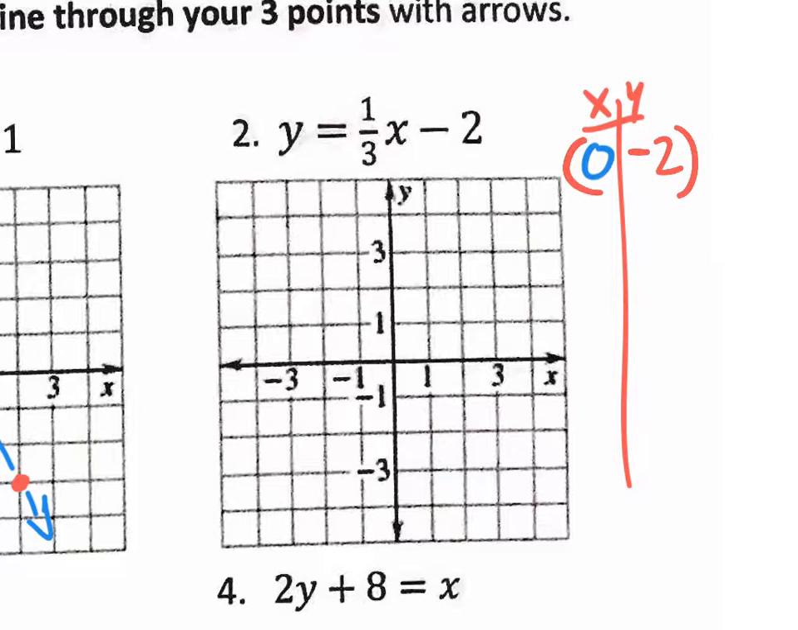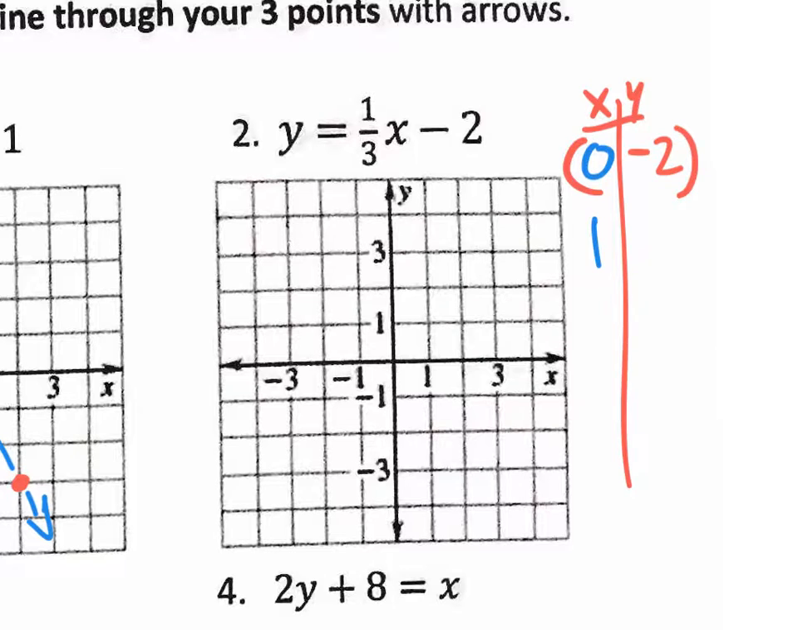So when I plug in 0, I get out a negative 2, and that is a coordinate that I will graph. Now, I do not want to use 1. Why not? Because 1/3 times 1 is a fraction, and I don't want to end up with fractions, especially if we're graphing, right? So what number would be nice to plug in? A 3. So here's the deal, guys. Most of the time, we use 0, 1, and 2.